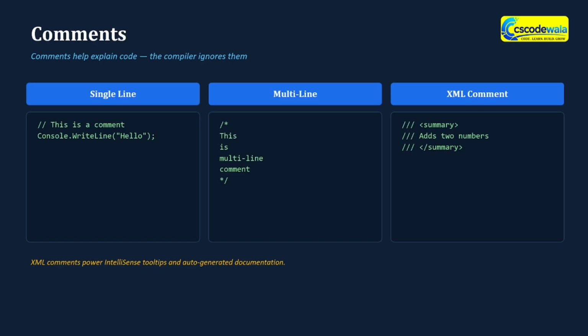And then the comments. Here we discuss comments. What are comments? Comments help explain the code. The compiler ignores them. So again the question is, why do we use comments? In one word, we use comments to help explain the code.